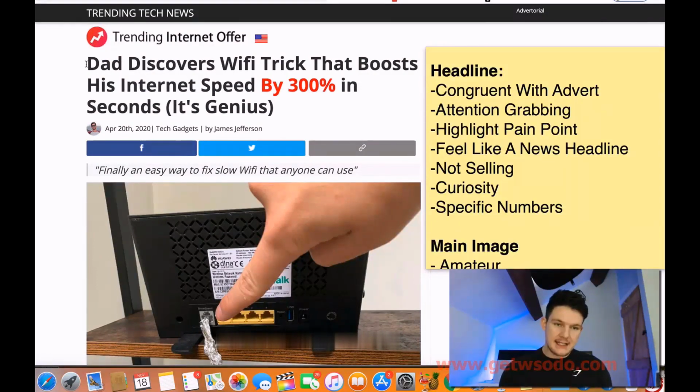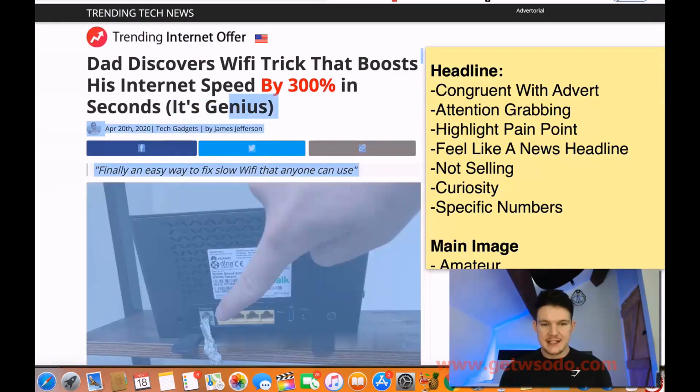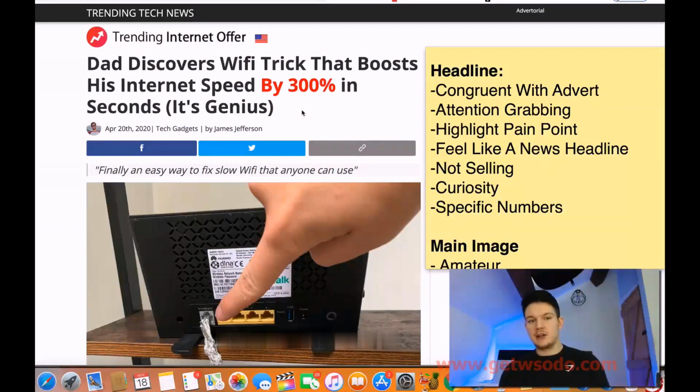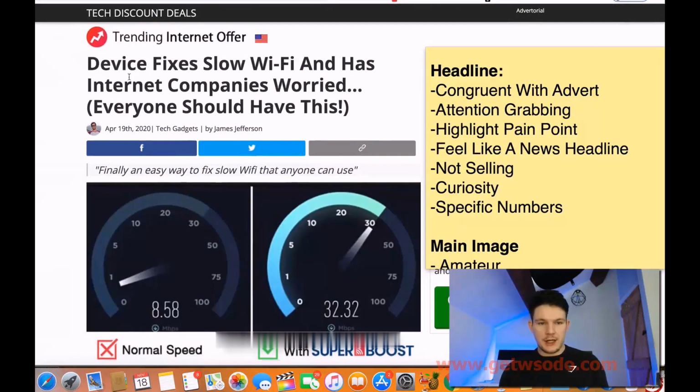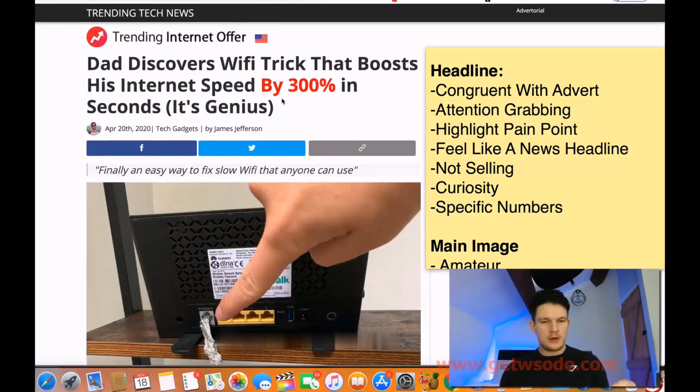And with this, the headline is "Dad discovers Wi-Fi trick that boosts his internet speed by 300% in seconds." Now this is a bit of a different angle, and this is why you can start exploring different angles. So this one's going on like, "This device fixes slow Wi-Fi and it has companies worried." That's kind of their angle. Internet companies worried. My angle was more of like a DIY hack. Dad discovers Wi-Fi trick that boosts it by 300% in seconds.